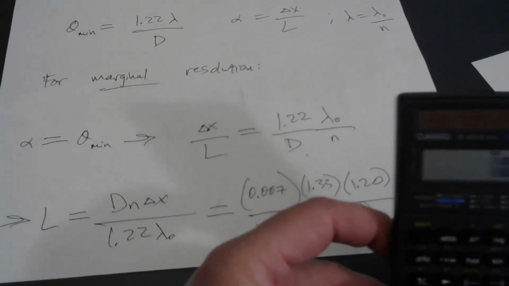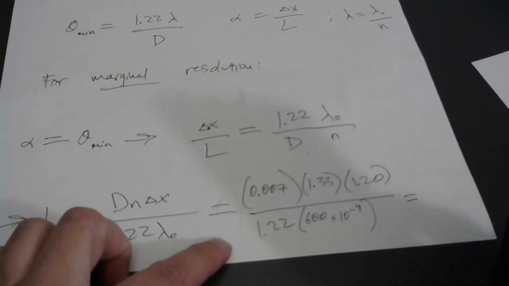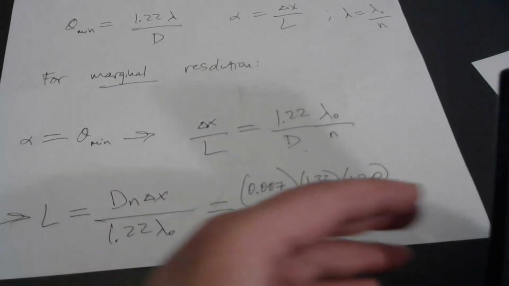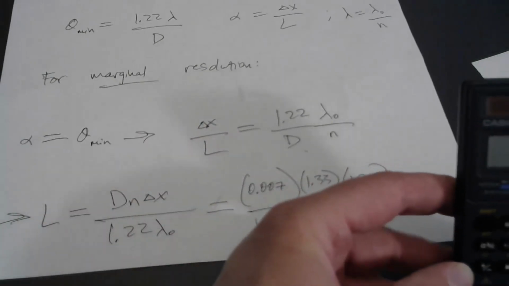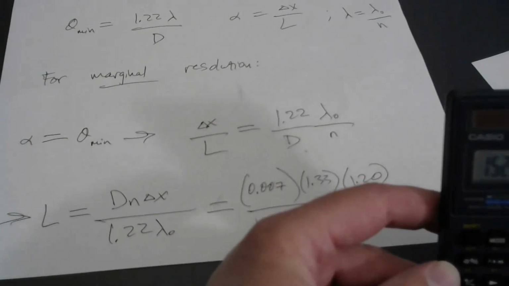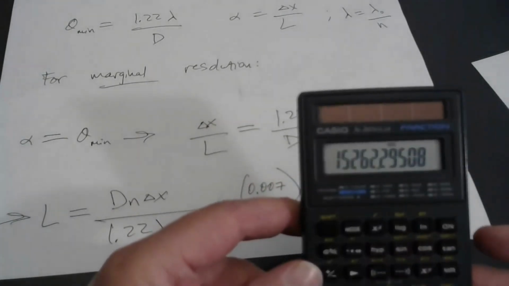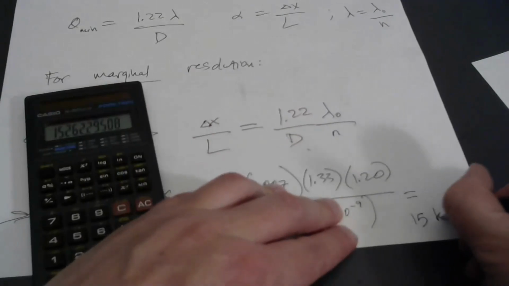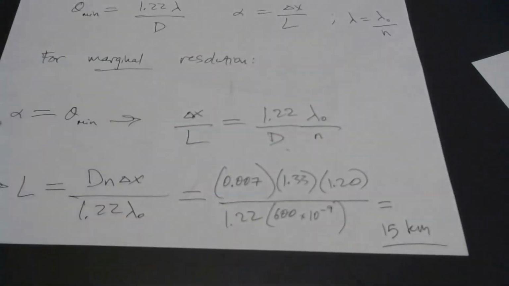and you would still be able to resolve the headlights. See how the 1.22 and the 1.2 basically cancel. Okay, according to my calculator here, over 15,000 meters. Let's just call that 15 kilometers. That's something like 10 miles. Is that realistic? A car 10 miles away, and you could still tell the two headlights apart.